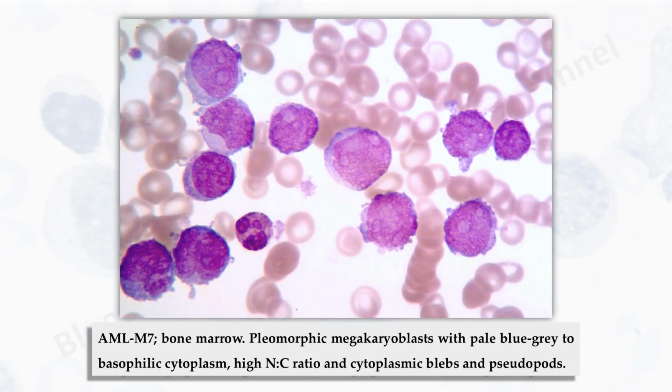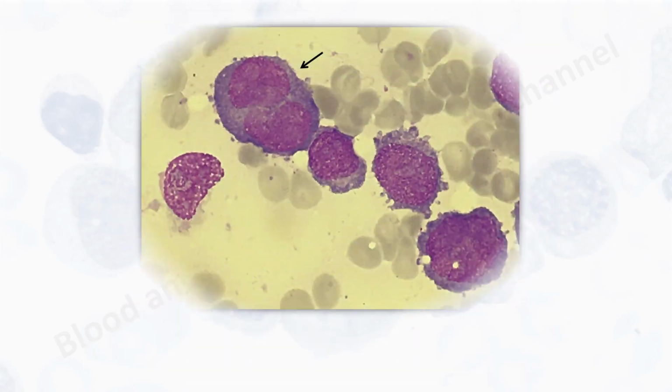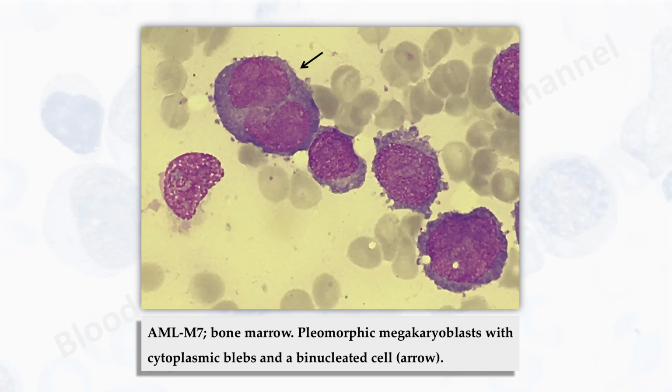Bone marrow film of a patient with AML-M7, showing pleomorphic megakaryoblasts with pale blue-gray to basophilic cytoplasm, high NC ratio and cytoplasmic blebs and pseudopods. Bone marrow film of a patient with AML-M7, showing pleomorphic megakaryoblasts with cytoplasmic blebs and a binucleated cell.